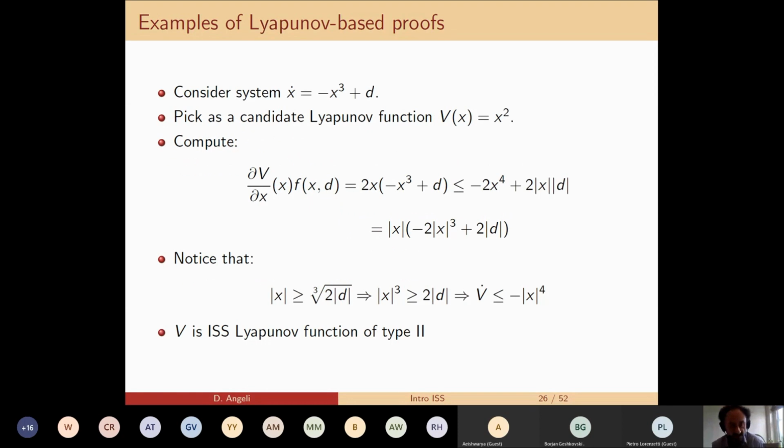Not always is it easy to find Lyapunov functions of type 1. Perhaps it's sometimes more direct to find Lyapunov functions of type 2. So let me show you how you can do that here. We've got a system x dot equal minus x cubed plus d. And again, Lyapunov function x squared. Then we go about computing the derivative. And what we see is that v dot is less or equal, for instance, than minus 2x to the power 4 plus 2xd.